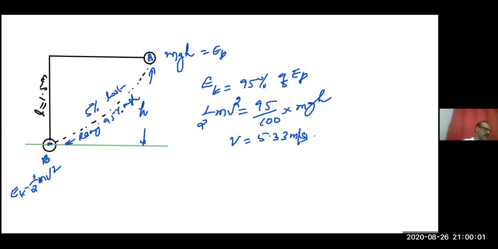Sir, what was the mass? Mass is not required, right? Mass will cancel. So we can take gravity as 10 here. 10 you take or 9.8, it's up to you. Since it's not given, you can take anything.